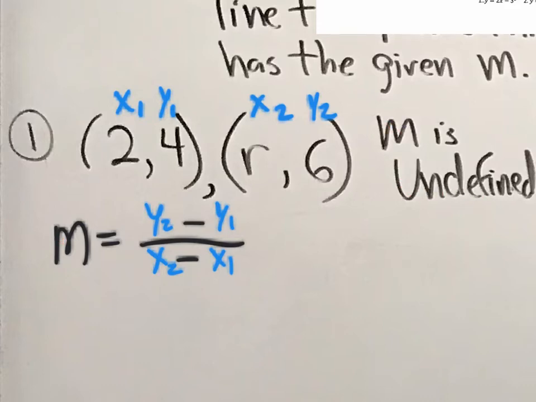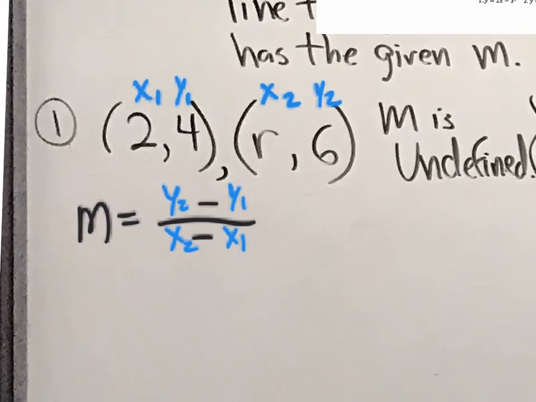So that means something very important. M is undefined means that you have a 0 underneath. That's something we have to memorize. If 0 is underneath, M is undefined. If 0 is on top, if you're working the slope formula and you get 0 on top, then the answer is 0. But if 0 is underneath, your answer is undefined.